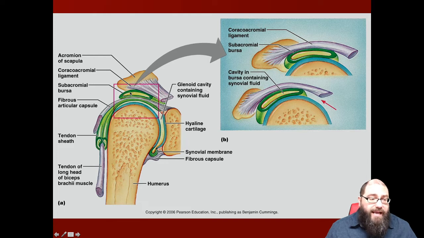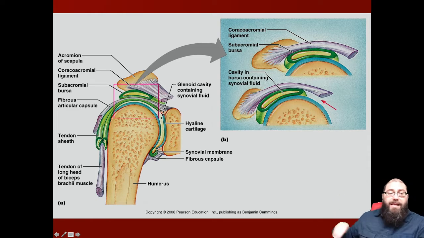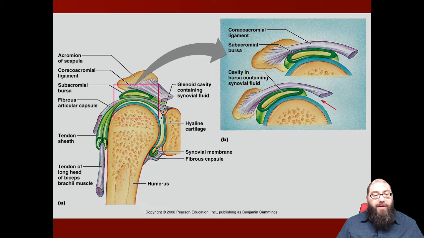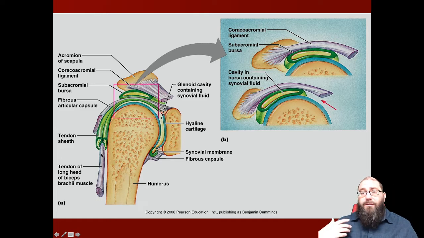Now, on the flip side, you have the long head of your biceps here, and that is going to be wrapped by another type of bursa called the tendinous sheath, and that whole end is wrapped all the way along there, and that's to make sure that as you're flexing and moving your arm, that tendon right there is not grinding on the bone of the head of the humerus. So it helps reduce friction.